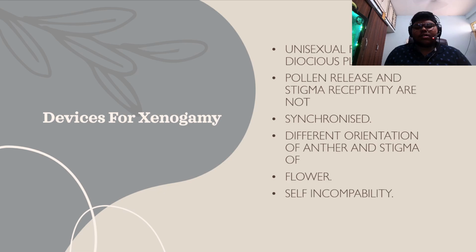Devices for xenogamy: unisexual flowers and dioecious plants, where one plant releases pollen and the other has the receptive stigma; asynchronous maturation of anther and stigma; different orientation of anther and stigma of the flower; self-incompatibility.